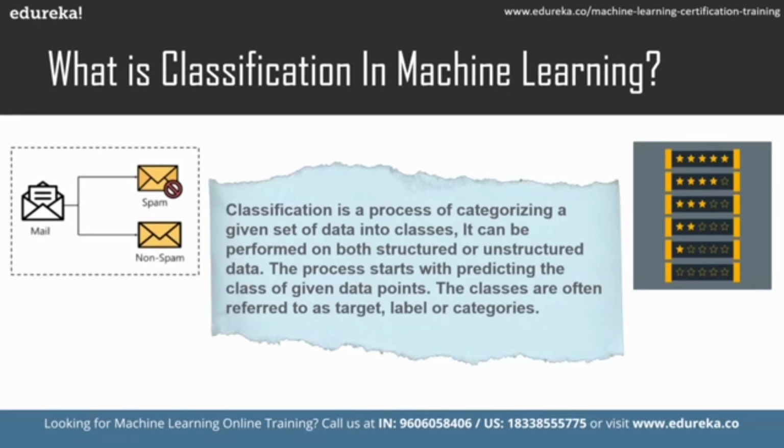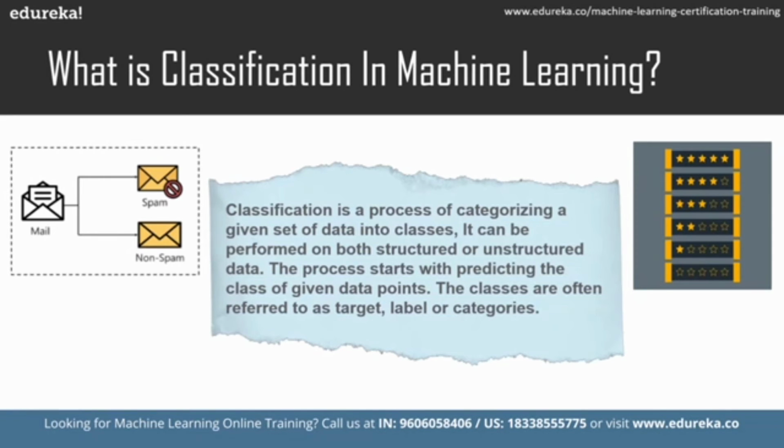Classification is a process of categorizing a given set of data into classes. It can be performed on both structured or unstructured data. The process starts with predicting the class of given data points, and the classes are often referred to as target, label, or categories. The classification predictive modeling is the task of approximating the mapping function from input variables to discrete output variables. The main goal is to identify which class or category the new data will fall into.